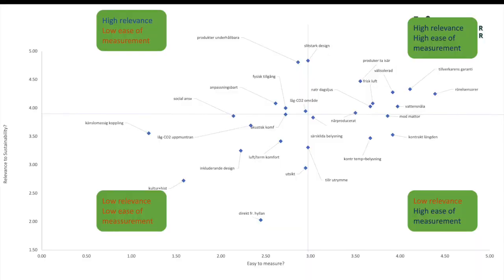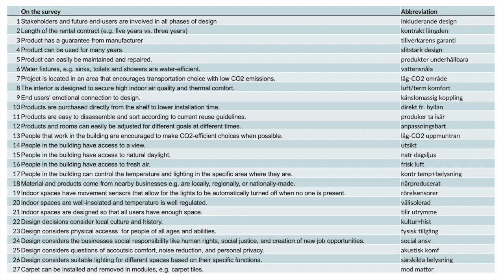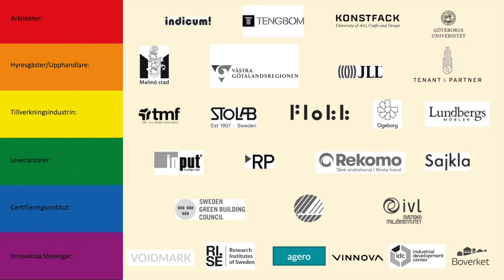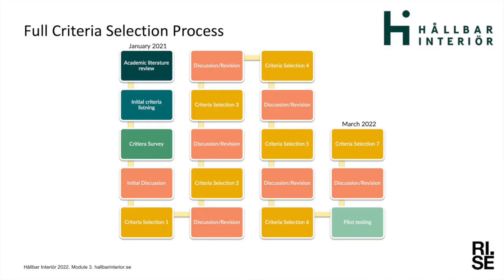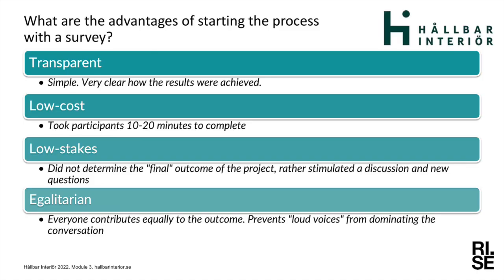In reality, the criteria selection methodology took an entire year. The process began with an academic literature review, and then we developed a comprehensive list of criteria. Those criteria were evaluated by the project consortium, and then we had 7 rounds of discussion over an entire year to ultimately settle on the criteria that were selected for this round of the Hållbar Interiör project. So this module is a discussion of that methodology so that students understand where these criteria come from.